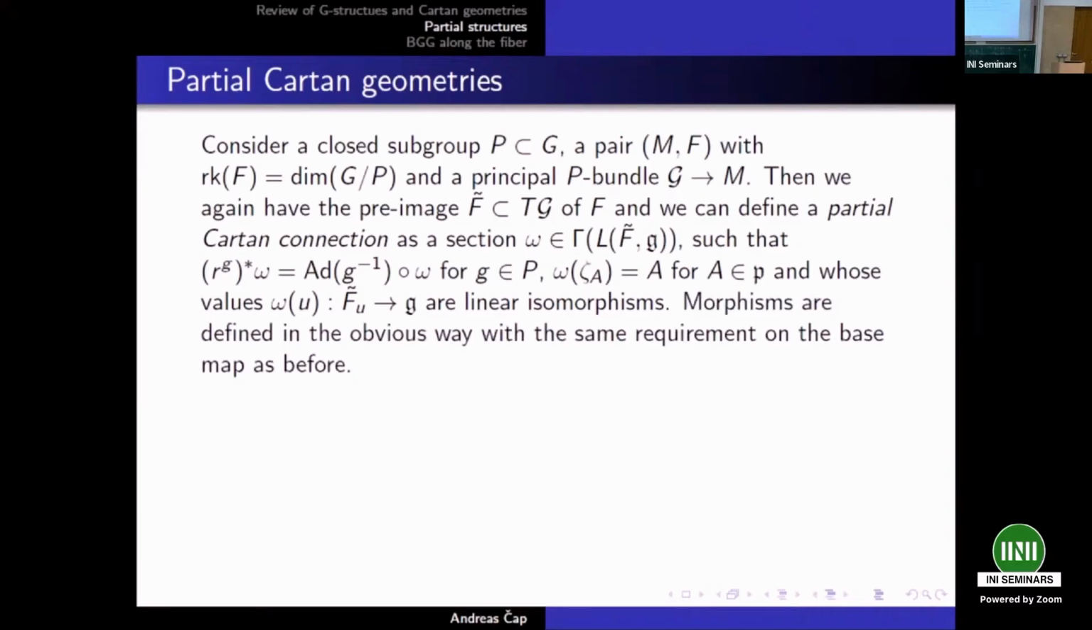And morphisms, again, can be defined in the obvious way, and you only need the weak restriction on the base map that we had before. So it's only the behavior on the distribution of the base map that plays a role. Everything else is irrelevant. So in particular, there can be morphisms between partial Cartan geometries of different dimensions without any problems.